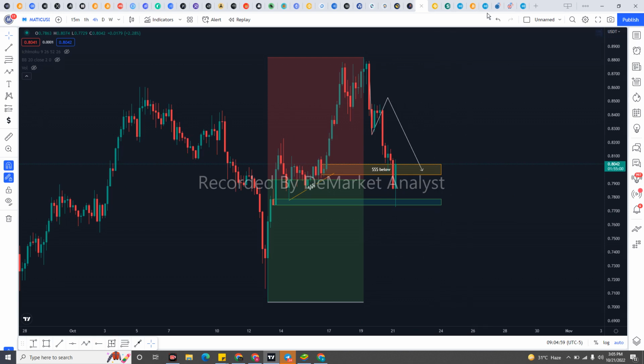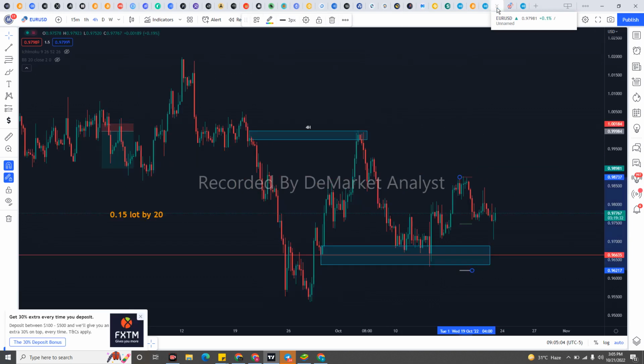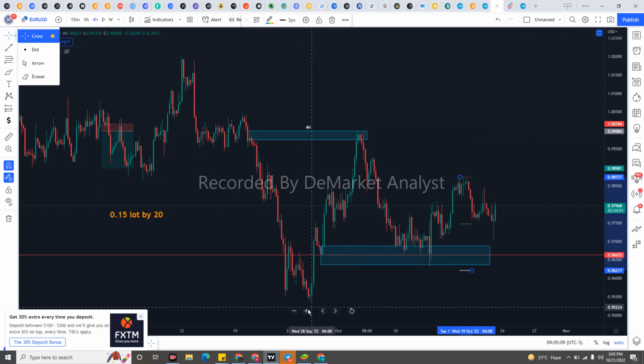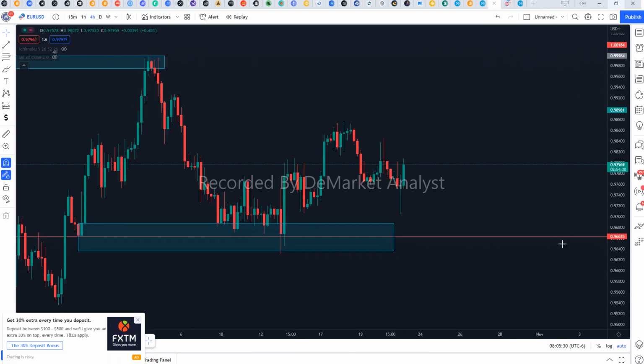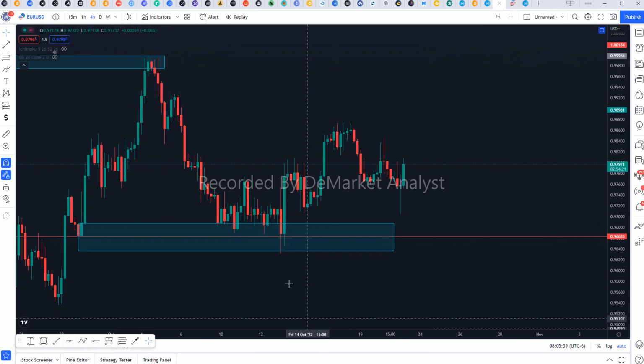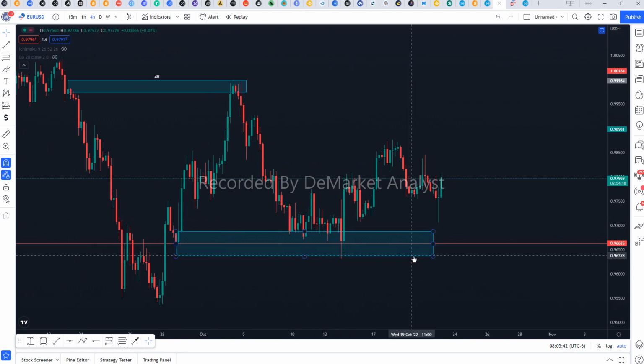Let me give another example. Let's move from crypto and go to forex pairs. Okay, this is a pair on forex. Look at this pair. Okay, this is a 4 hours chart. Like I said, this is a 4 hours chart. So this is the 4 hours chart, like I said. And how did I do it?